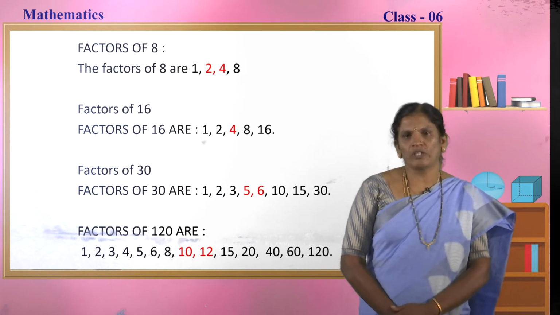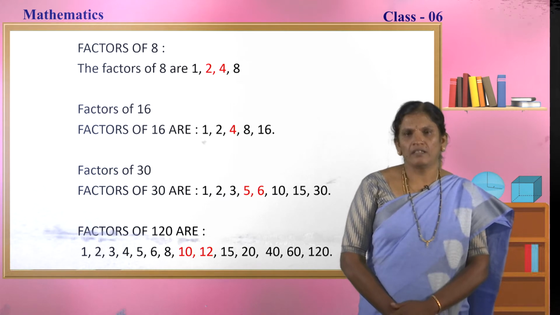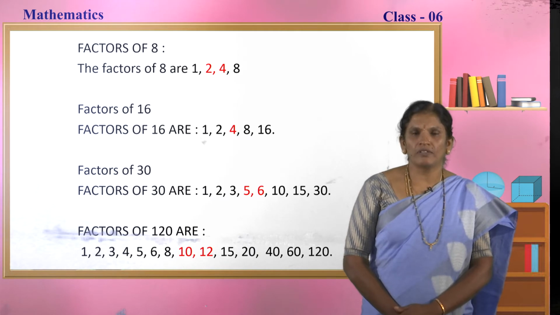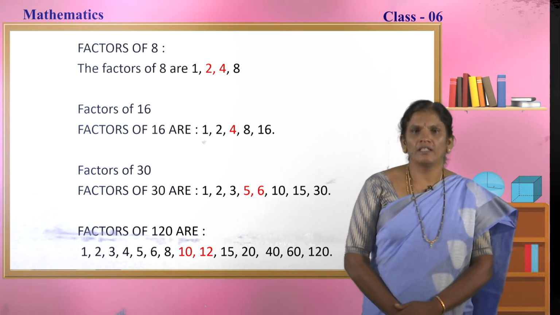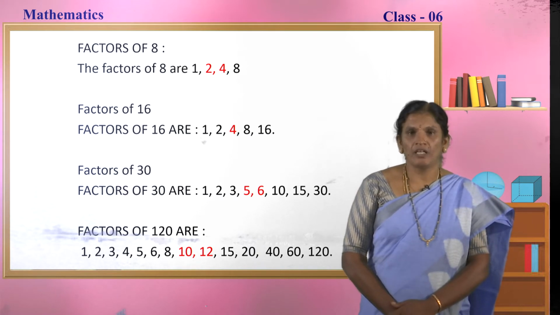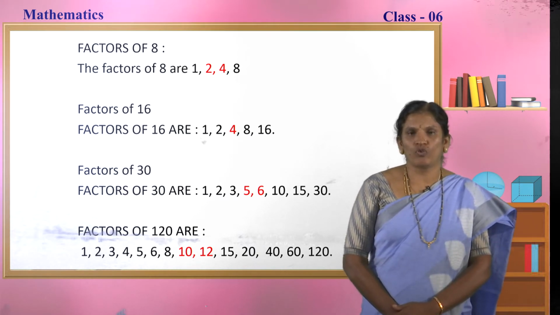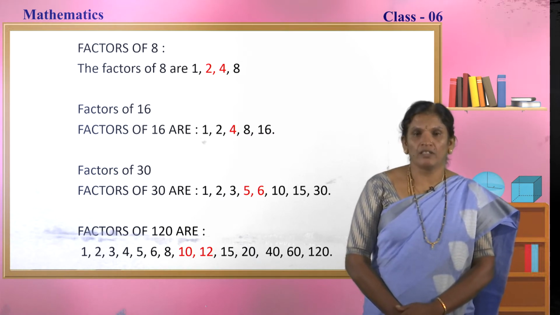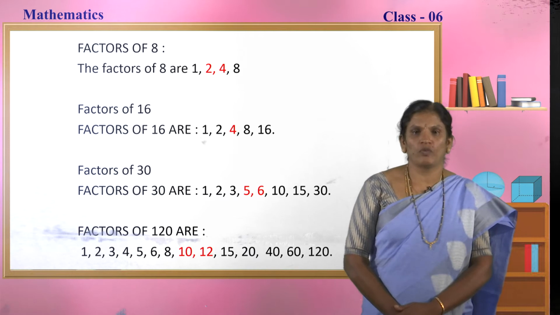Here you may notice that in the factors of 8, the center 2, 4 is in red color. Again in the factors of 16, 4 is in red color. In the factors of 30, 5, 6 are in red color. In the factors of 120, 10 and 12 are in red color. This shows that 2 and 4, the product of 2 and 4 is 8, so that shows the center. So either side there is one factor, 1 and 8.